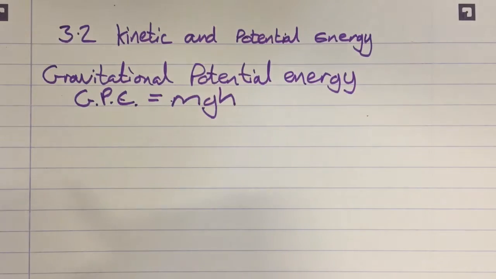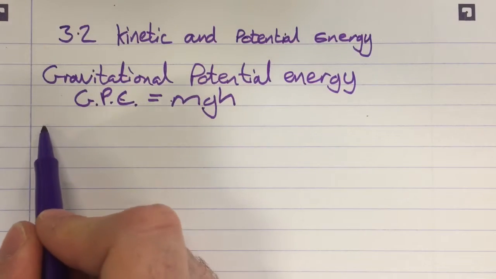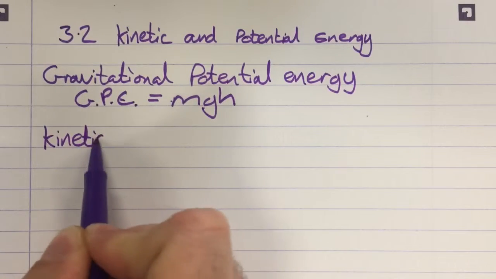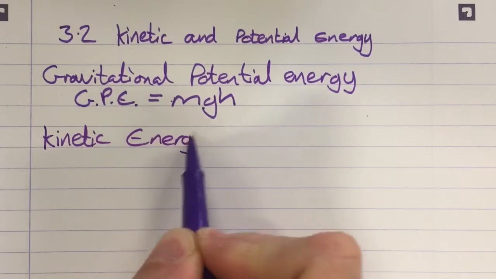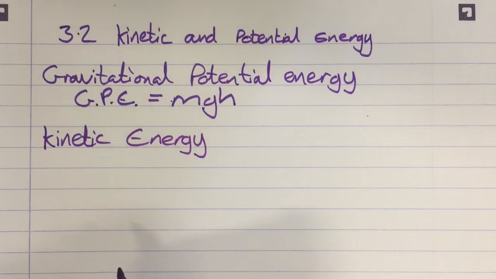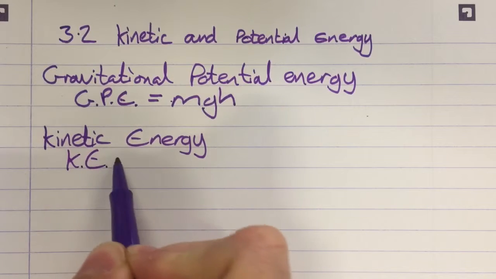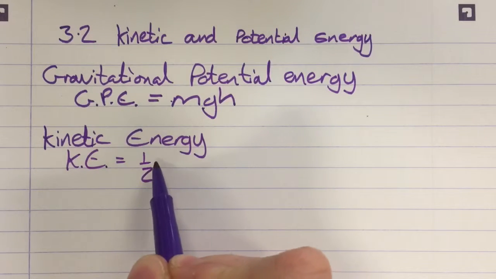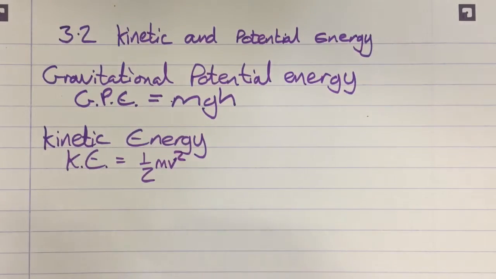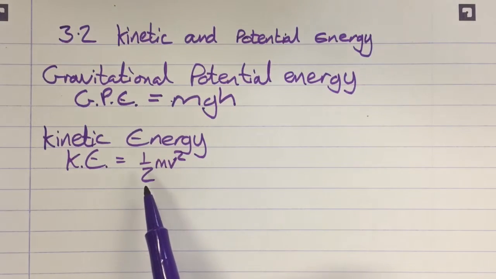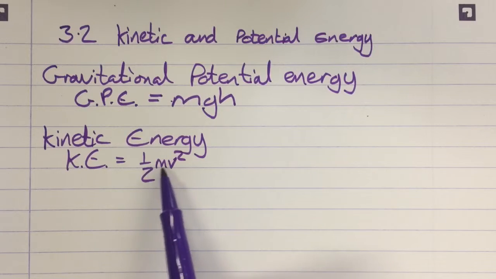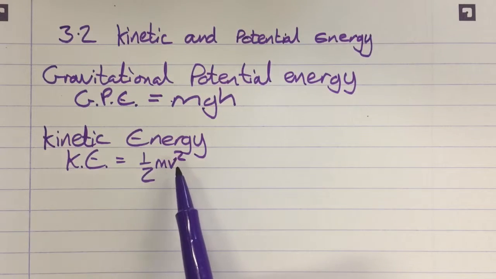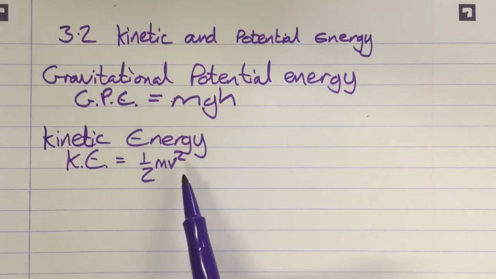Now, the other type of energy, which we mentioned briefly but didn't look at, was the kinetic energy. The kinetic energy is the energy that's stored in an item as a result of the fact it's moving, and this is found using the equation half mv squared. What this is telling us is that the energy in a moving object is a product of both its mass, so a heavier item has more energy, and its velocity, so a faster moving item has more energy.